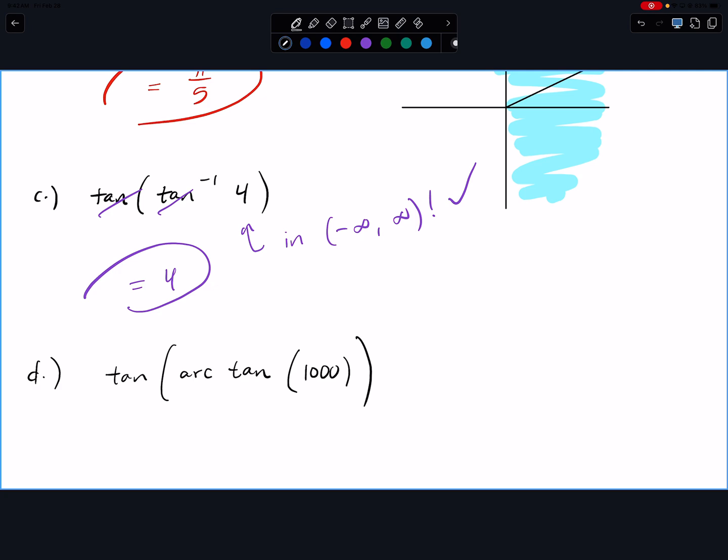What's on the outside? Tangent. What's the domain of this guy? All real numbers. So what's going to happen to these? Cancel. So even though this is a huge number, tangent of arctangent of this number is just going to give me the number. So this cancels. So I just get 1,000. Okay.